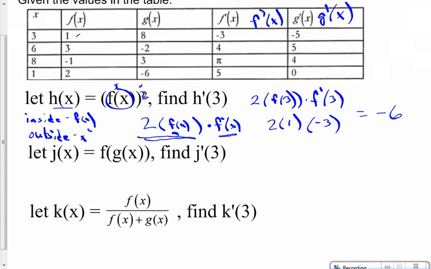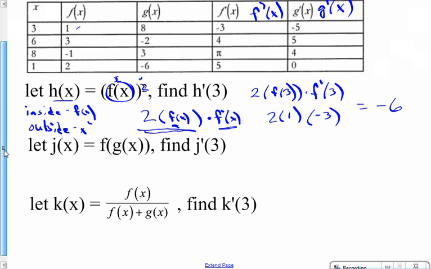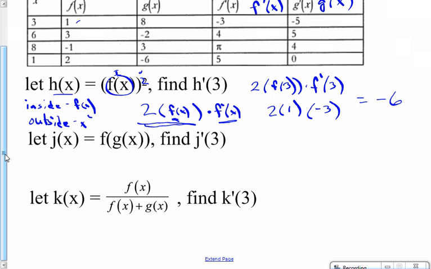Looking at the second one then, we've got a little more classic composition where both functions are unknown. We just have data in the table. So f of g of x, what's the inside? G. What's the outside? F. So we identify inside outside, then we differentiate outside inside. Does that make sense if I say it that way? Do the derivative outside inside.